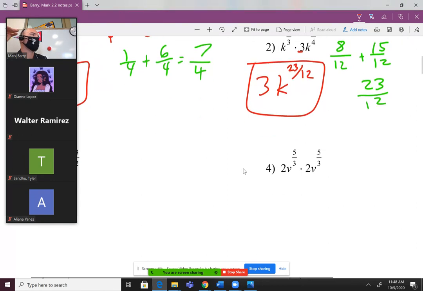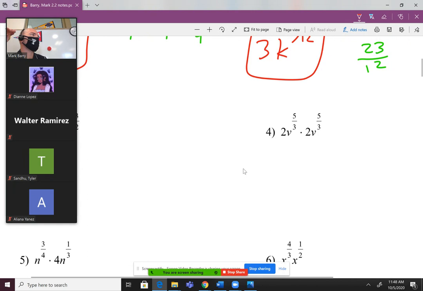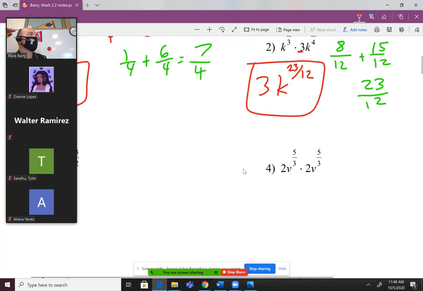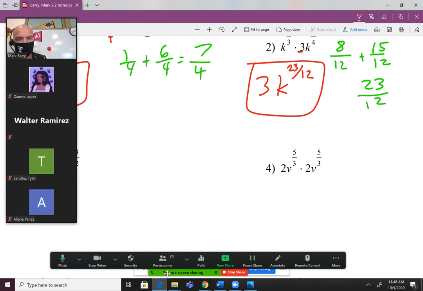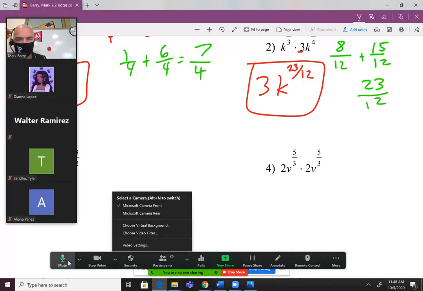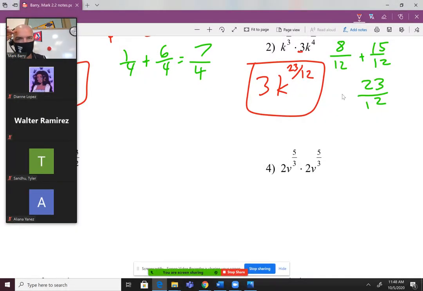Let's go ahead and scroll down here. And let's do number 3 together, and then I'll have you guys try out number 4. All right, so number 3, first of all, we have two kind of big regular numbers there, right? You see the big 3 and the big 2. So we're going to multiply those together and get 6.